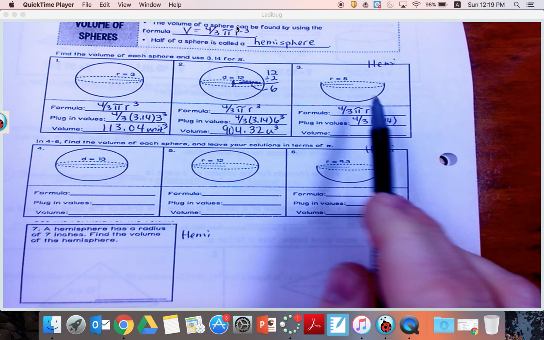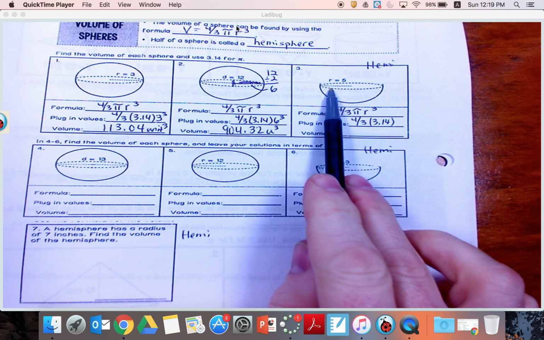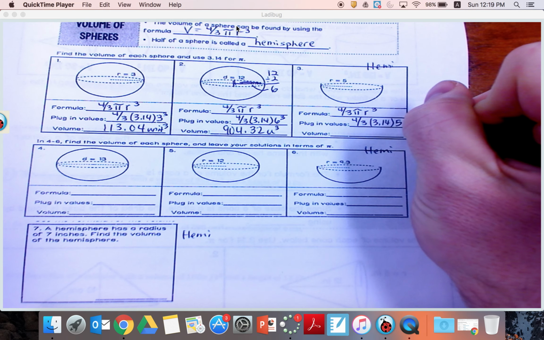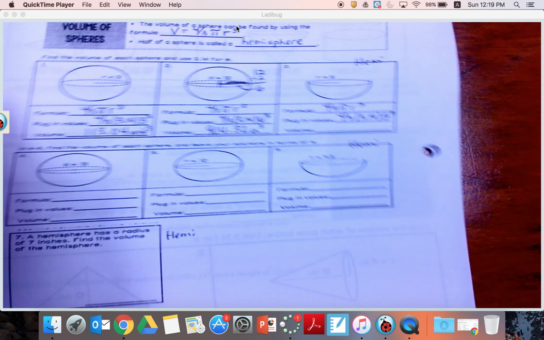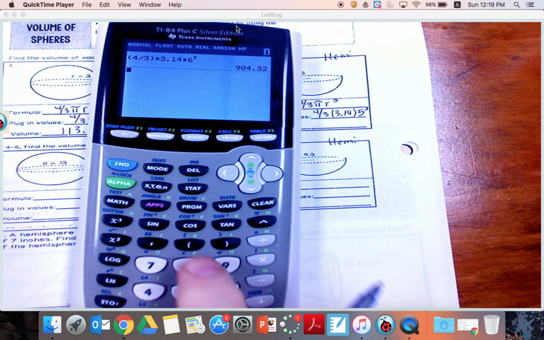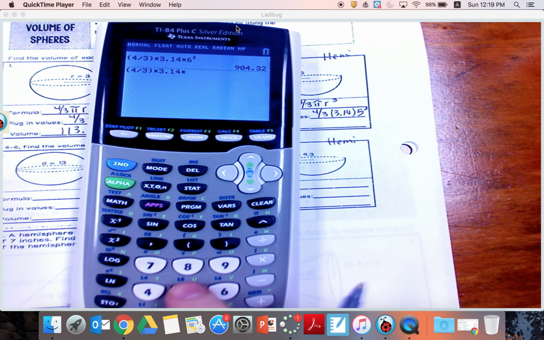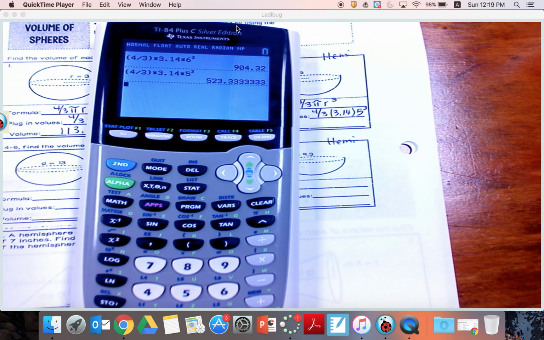I need to check to see if I have a radius or a diameter. Well, that's a radius because it tells me r. It's half of the diameter, so 5 to the third power. And so I'm going to put that into my calculator: 4 divided by 3 times 3.14 times 5 to the third power, and it gives me 523.33.